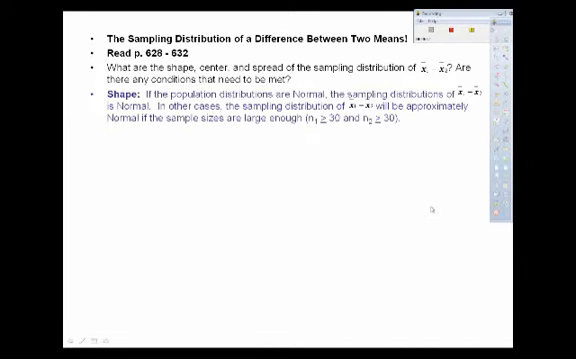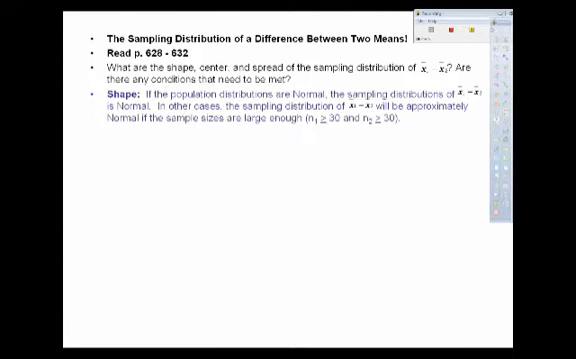We start with the shape. If the population distributions are normal, the sampling distribution of x bar 1 minus x bar 2 is normal. In other cases, the sampling distribution of x bar 1 minus x bar 2 will be approximately normal if the sample sizes are large enough, meaning greater than 30. Now, you do have to check both samples for normality.